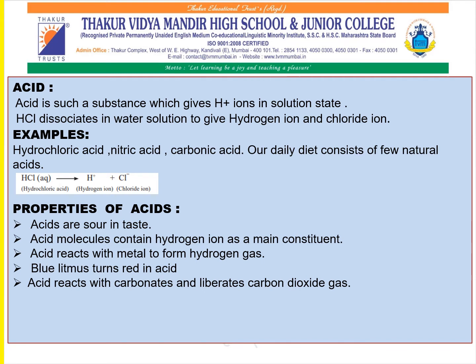Acids. An acid is a substance which gives hydrogen positive ions in solution state. HCl dissociates in water solution to give hydrogen ion and chloride ion. Examples: hydrochloric acid, nitric acid, carbonic acid. For example, HCl is breaking down into H positive and Cl negative ion.